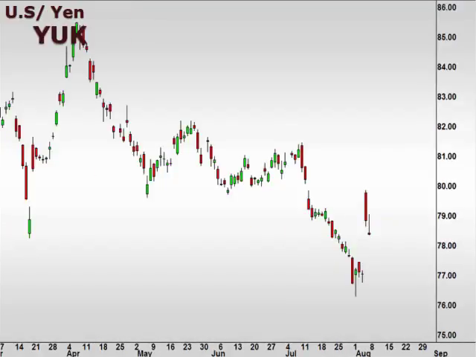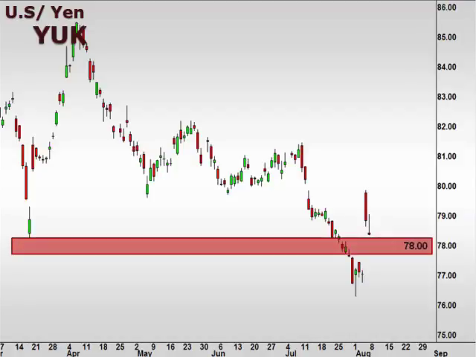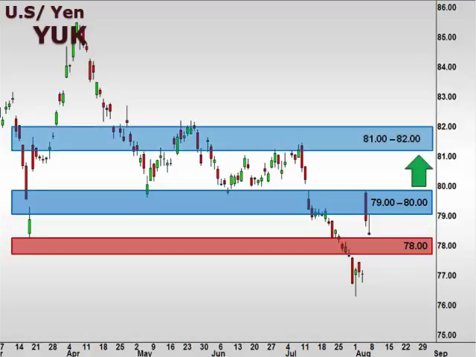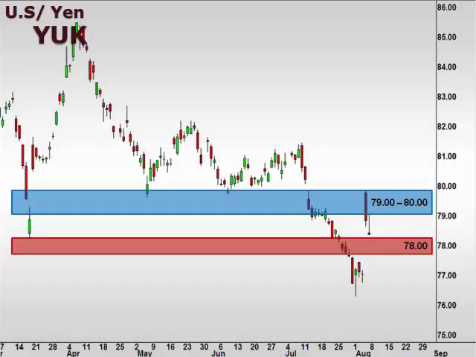Let's take a look at the YUK, the U.S. versus the Japanese yen. Well, the YUK retraced back down at the end of last week after a significant move higher. 78 should act as support, with a bounce here likely to retest the 79.80 focal zone. Now, failure to hold this level is going to open the window for a continuation lower. However, a break above 80 is likely to signal a continuation to the upside, with a target sitting at 81.82.